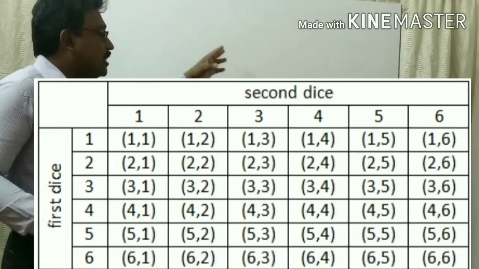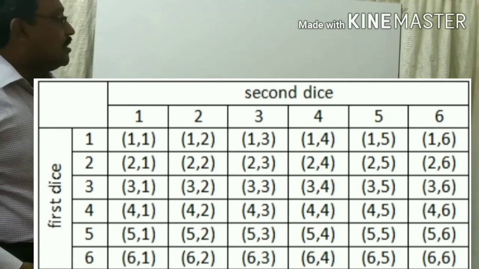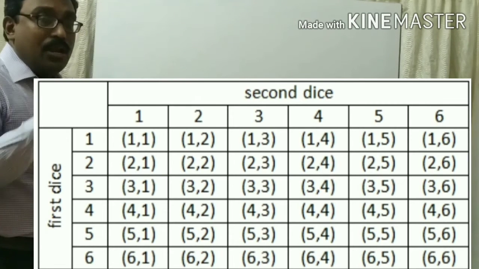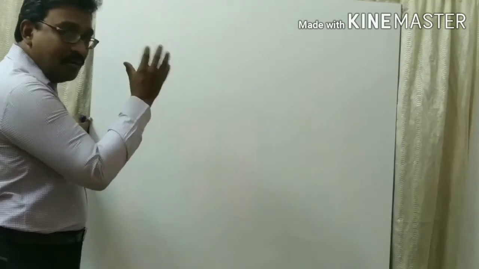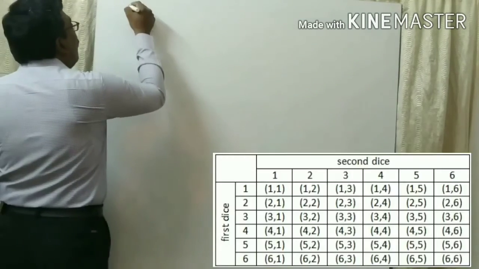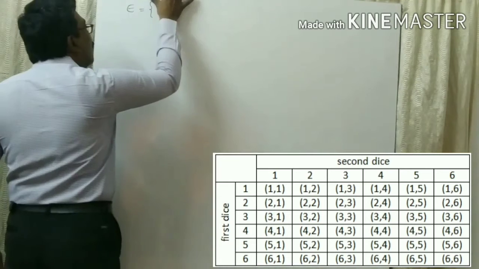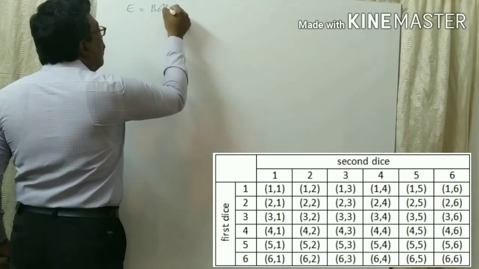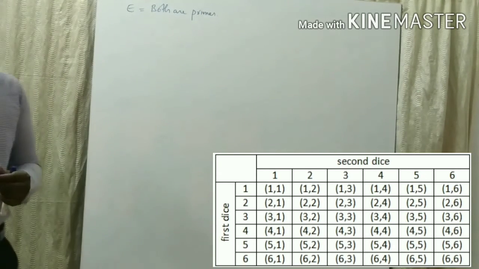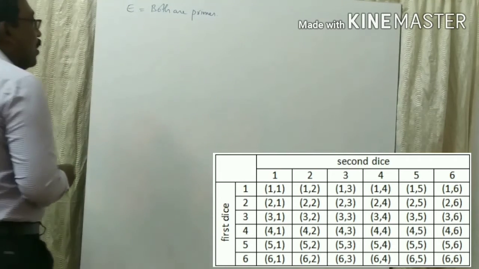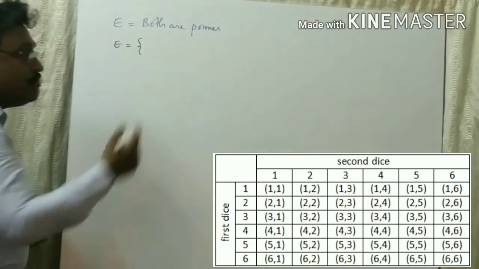Now you can see the sample space given there: first die and second die, each from 1 to 6. Based on the questions, you can select the ordered pairs from the table. For example, the event is both are primes. Both are primes means both numbers are prime numbers. n of E is equal to, what are the pairs where both are prime numbers?